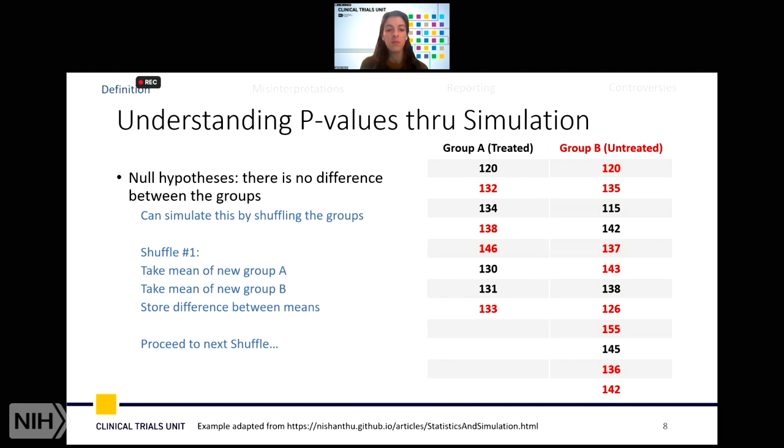Again, second shuffle, we mix them up a different way. Now we have mixed groups again between treated and untreated, and we take our new means. So we take the mean of our new group A, the mean of our new group B, we store that new calculated difference on the side, and then we proceed to the next shuffle.